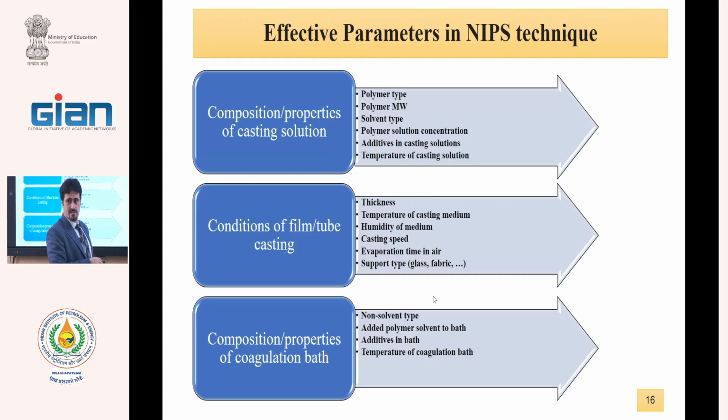Polymer type: with change of polysulfone to PVDF, the membrane is different. Polymer molecular weight, very important. Solvent type, concentration of the polymer. Additives, we can add additives to the solution. Pore-former, we can add pore-former. We can add photocatalyst. We can add antibacterial agent and different types of additives. The thickness in the casting is important. Humidity of medium, the casting speed, evaporation time in air.